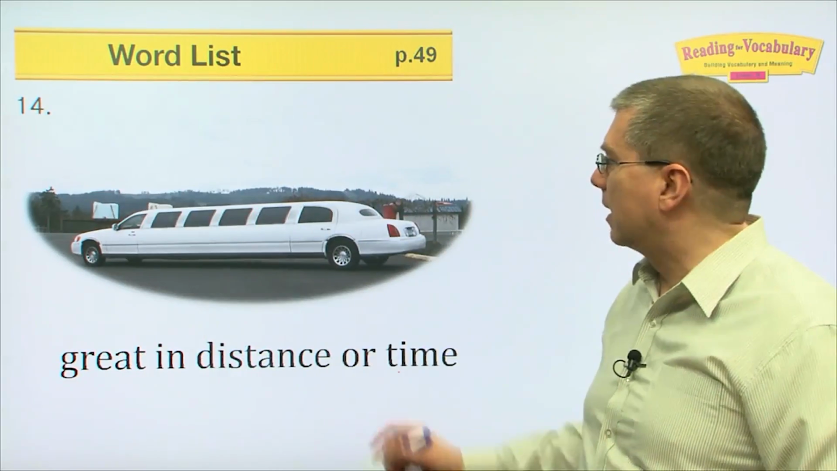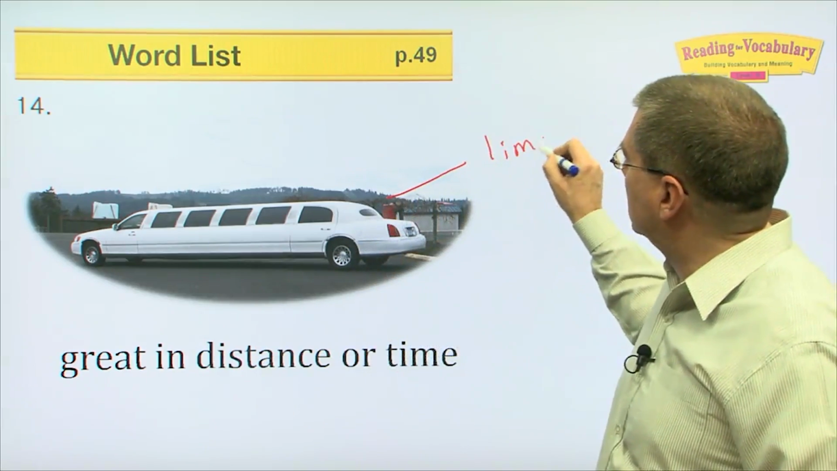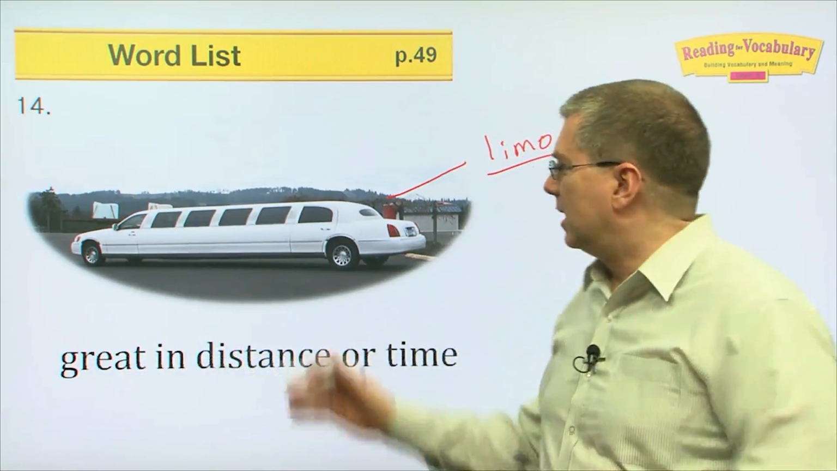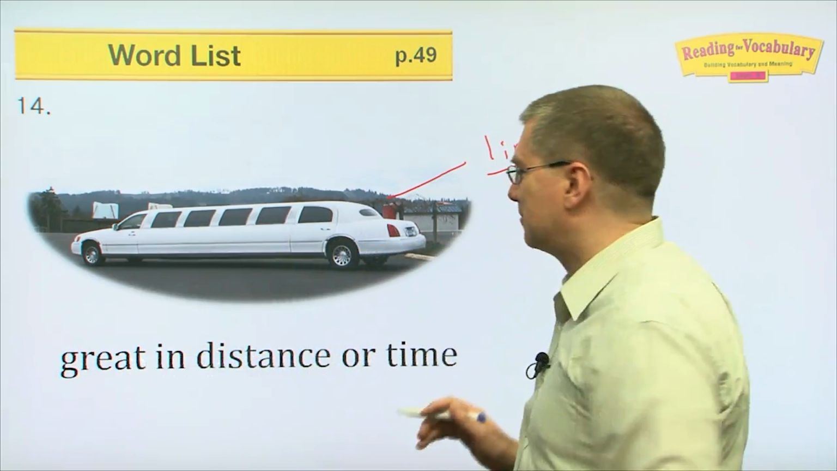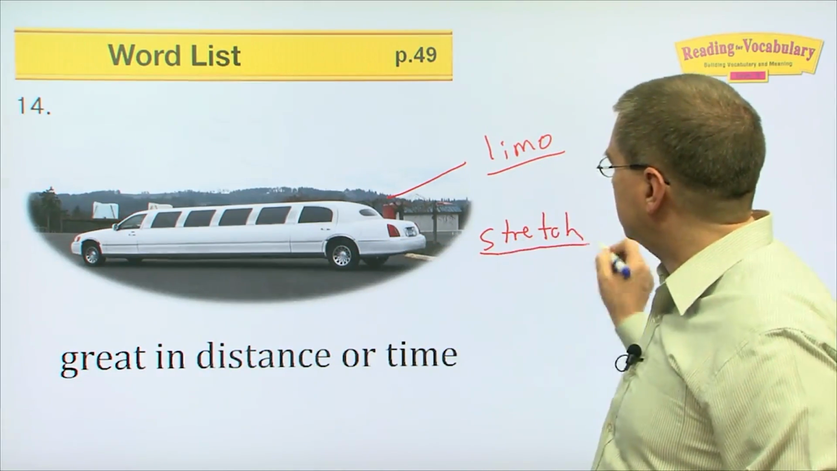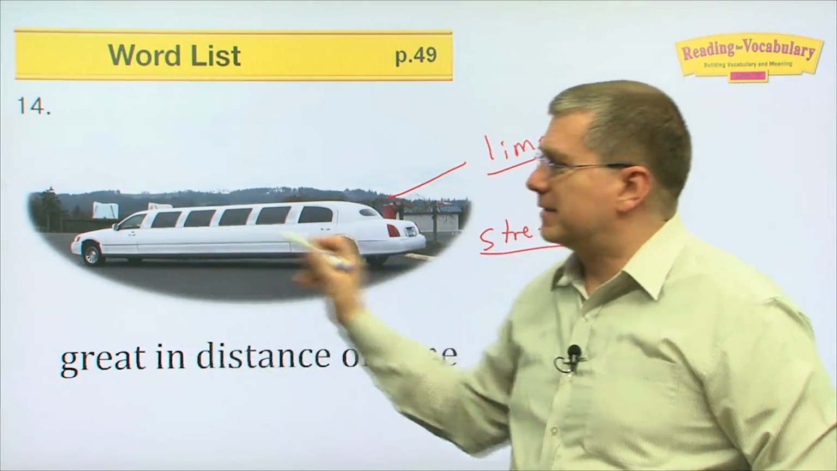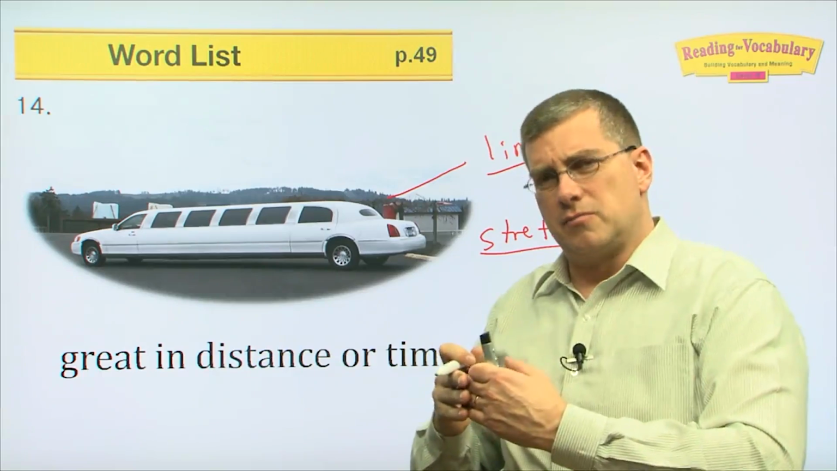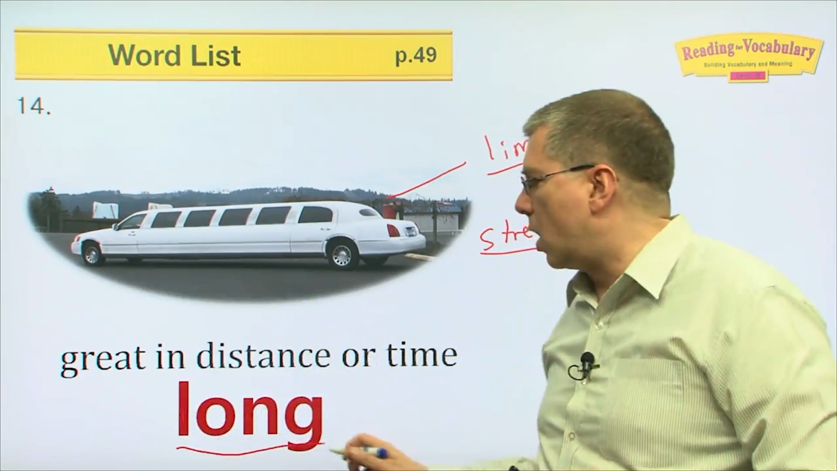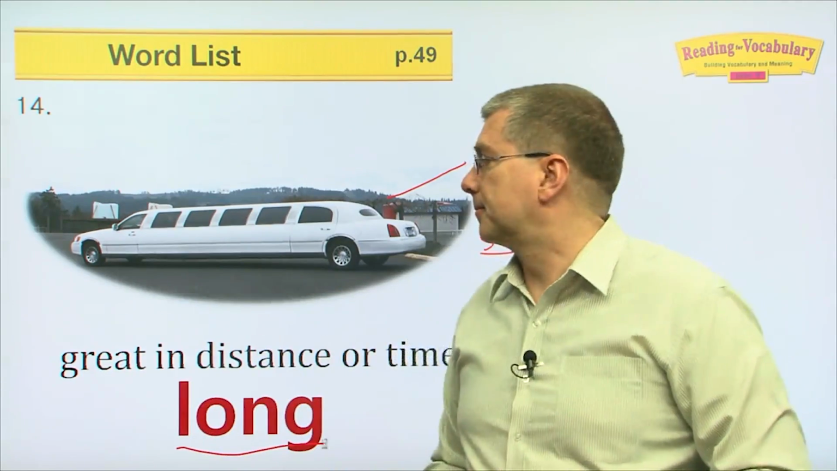Whoa! What kind of car is that? That's really long. We call that a limousine. You could call it a limo for short. It's a really long car. It looks like it's been stretched, right? It's been stretched. Stretch. Great in distance or time. So you're talking about great, big, or long in distance or time. I just told you, long.